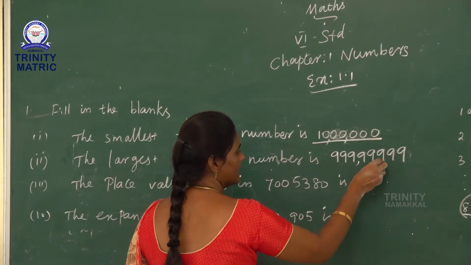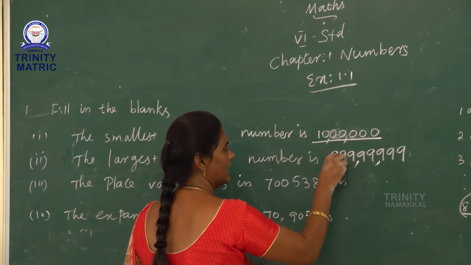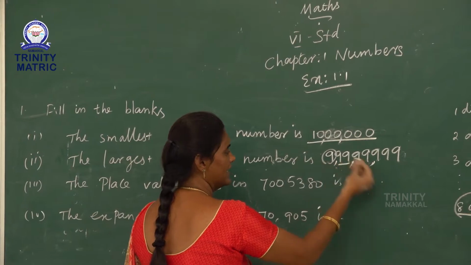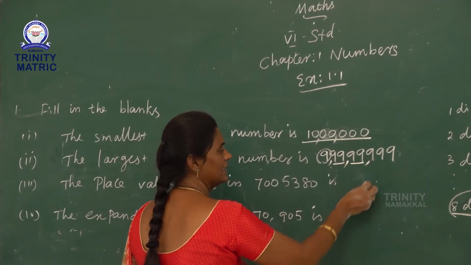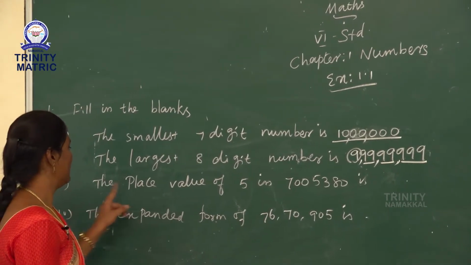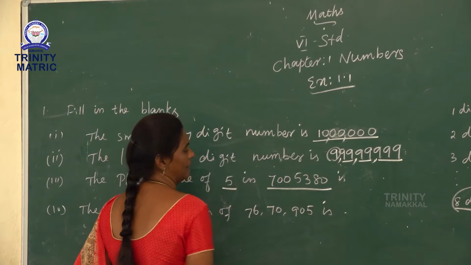Ones, tens, hundreds, comma, 1,000, 10,000, comma, 1 lakh, 10 lakh, comma, crore. So, what is the number? 9 crore, 99 lakhs, 99,999.